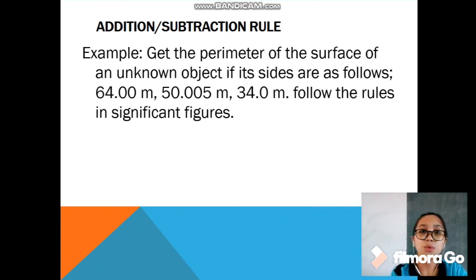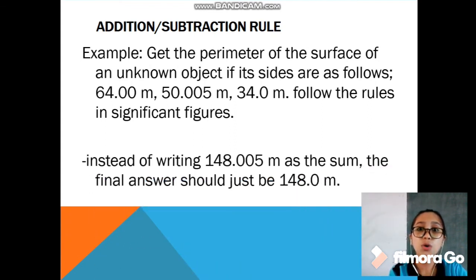For example, we have here the given 64.00, 50.005, 34.0 meters. Which of the following has the least decimal place? We have here 34.0, right? So, if you add them, you will come up with 148.005 meters. But then, the least is 1 decimal place. You need to round this and transform it into 1 decimal place only, which is 148.0 meters for addition and subtraction.